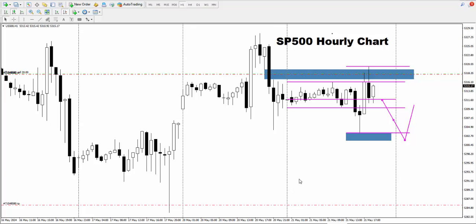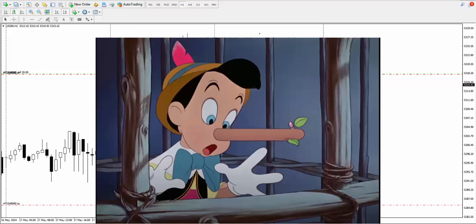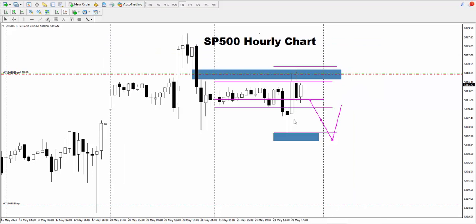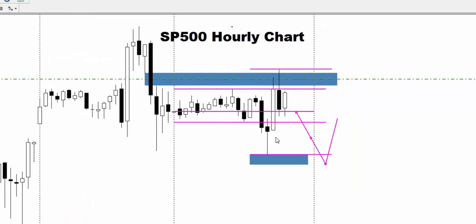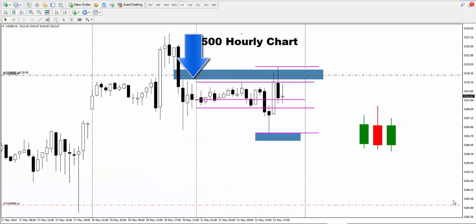Now, we've got quite an interesting pattern forming on the hourly chart, and that pattern is a pattern which I learned when I began my trading. They call it Pinocchio's nose. And Pinocchio's nose pattern, I'm really not kidding you here, there is such a pattern, is a very specific pattern. Let's go into it and have a good look at, could this be a Pinocchio's nose?